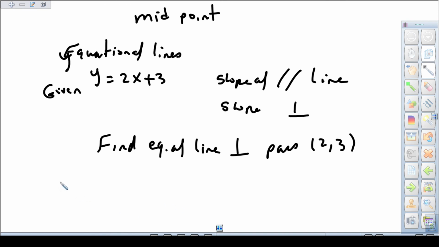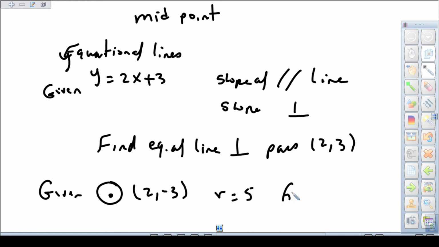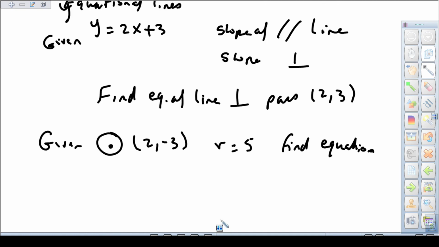Okay, and then equation of circles. Given a circle, centered at (2, -3) and with a radius of 5, find the equation of the circle. Okay, moving on.